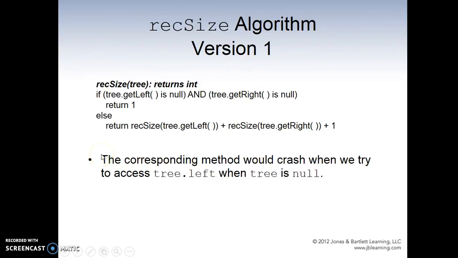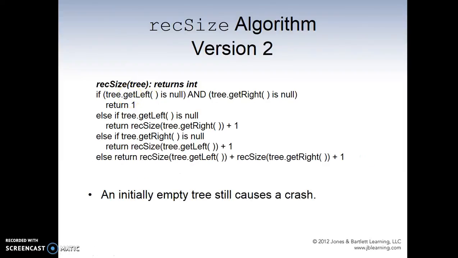Now, when we look at this, we said this program will crash when tree is null. Because if the tree is empty, you try to say if tree.getLeft, this is actually an error right away. You cannot say tree.getLeft right here because it is null. Then we have to revise this.